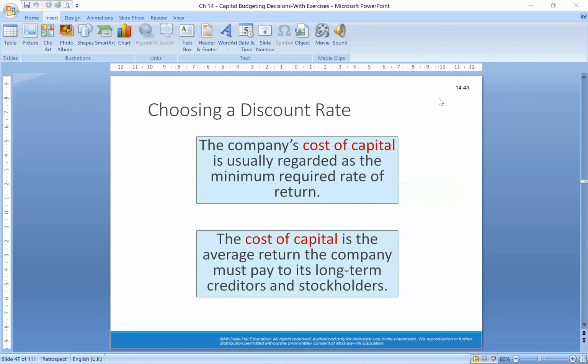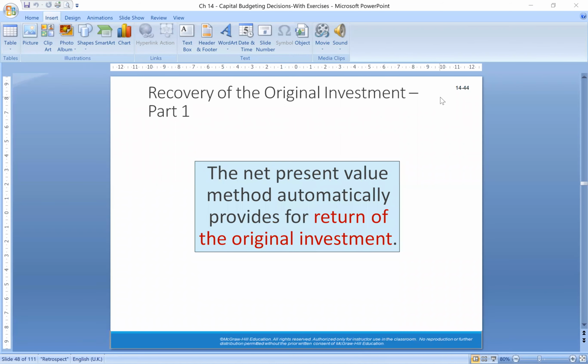The company's cost of capital is usually regarded as the minimum required rate of return, which is the minimum required return for the company. The cost of capital is the average rate of return the company must pay to its long-term creditors and stakeholders. This is called the cost of capital, or in another way, the required rate of return by the company.